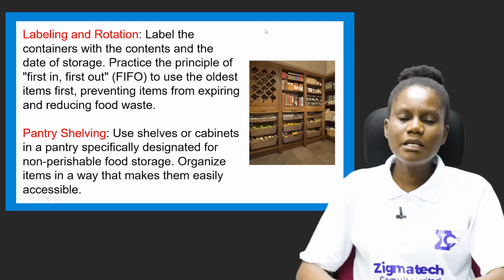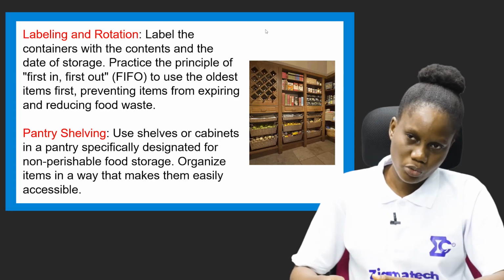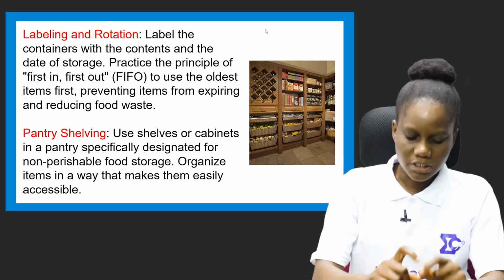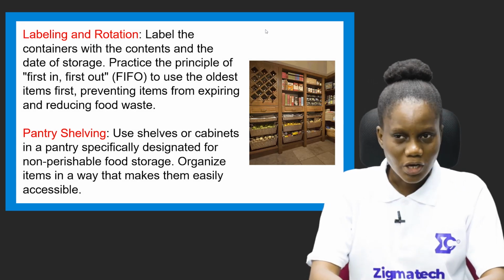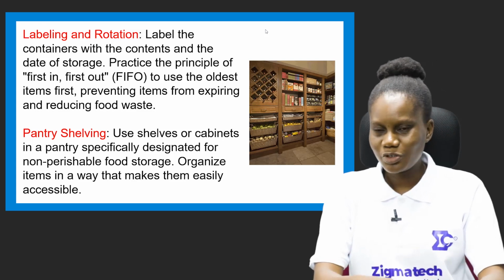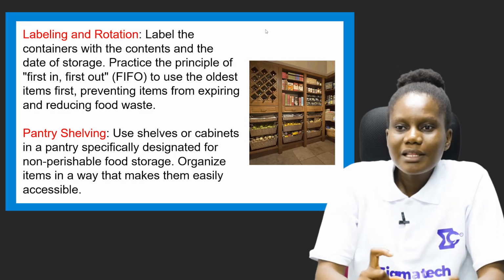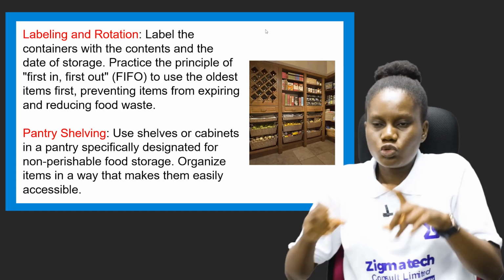The next is labeling and rotation. Label the containers with the contents and the date of storage. So label everything. For example, you have your salt and your sugar. Label it, because you might be in a hurry and you just pick one and think you took the right one for the order. So label them with the right name and the date of storage, the date you store them there.